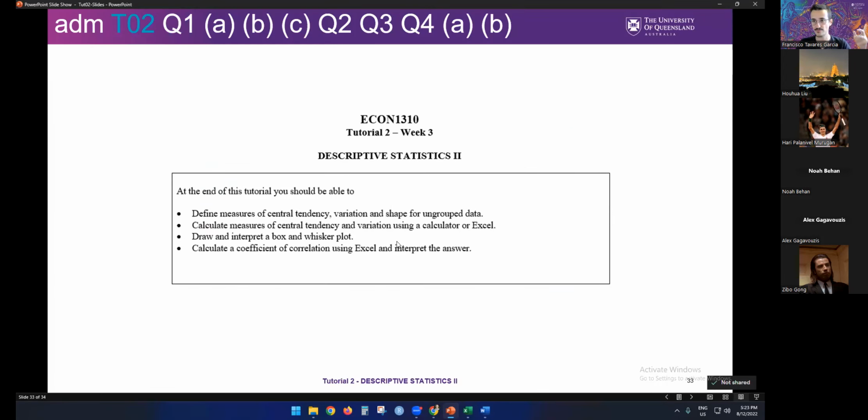Let me see. So just to conclude this one, and also for the people watching it later. Today we were talking, we actually didn't talk, although it was one of the objectives here, maybe it's not updated, about correlation, but we used Excel to interpret our answers. We drew a box and whisker plot. We learned what is a box, but also what is a whisker. And we calculated measures of central tendency, but also variation using Excel. And yeah, we talked about what it means in the shape for ungrouped data.